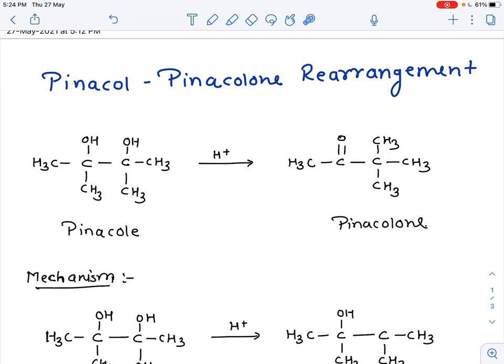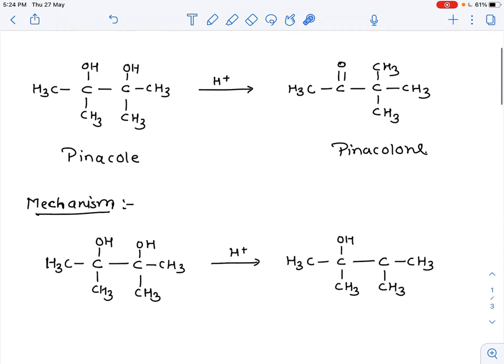Okay. In this we convert the dihydroxy. This is the vicinal dihydroxy and this is the ketone. This vicinal dihydroxy we call Pinacol, and the product formed we call Pinacolone. Okay. Now we see the mechanism in this.